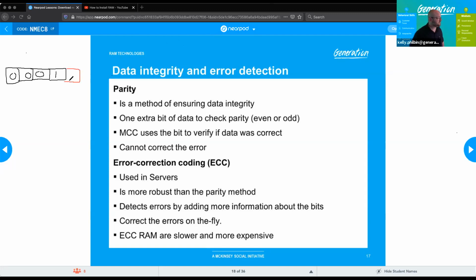All right, Miss Jackie. What should my parity bit be here based on this? I have 0, 0, 0, 1. What should my parity bit be? 1. Nice. Everyone agree with that? Get some thumbs up if you agree.